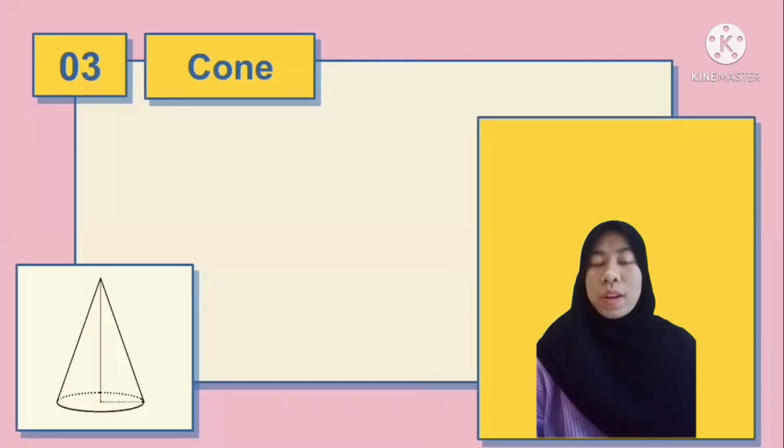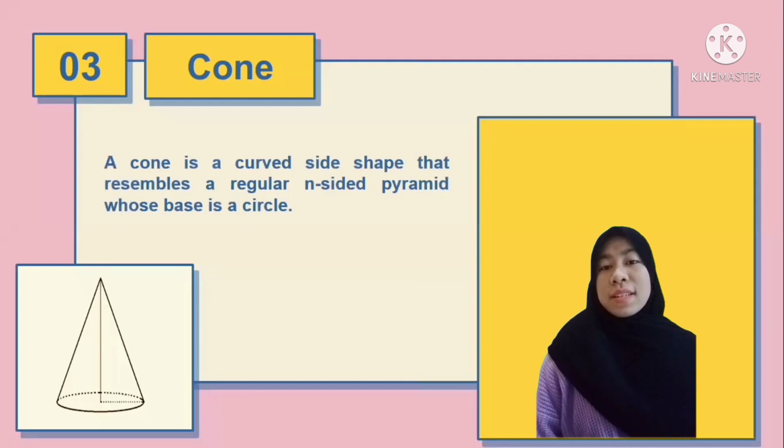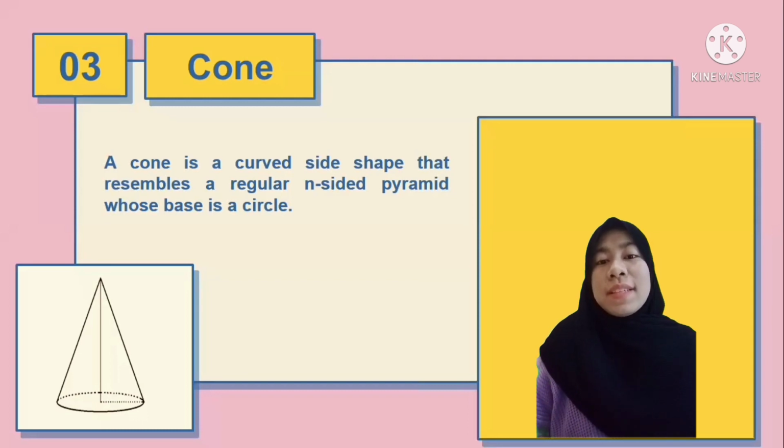Number 3, a cone. A cone is a curved side shape that resembles an irregular pyramid whose base is a circle.